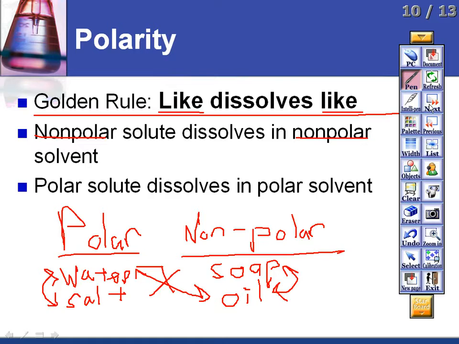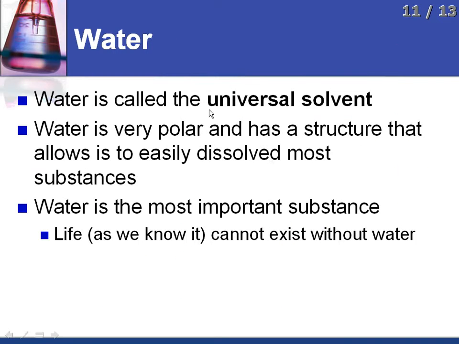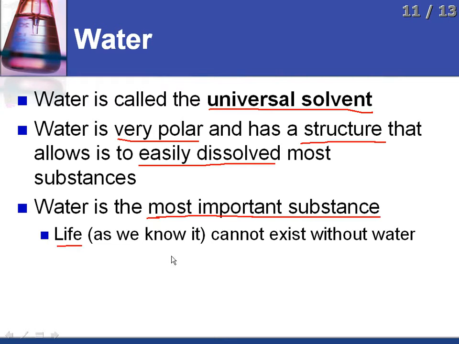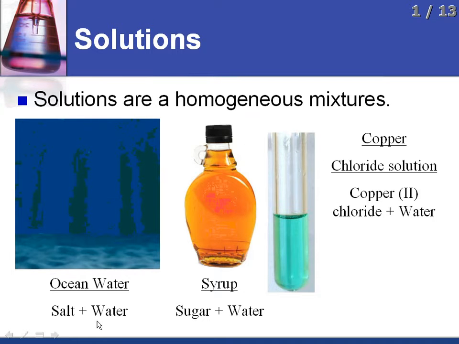They're not like. Water in particular is very important. It's called the universal solvent because water is very polar and its structure allows things to be easily dissolved, making water the most important substance of all, especially for life. We cannot exist without water because of water's polar nature. If you remember when I talked about solutions, I pointed out with these solutions that every single one of them contains water. And the water in them is always acting as a solvent. Water is the universal solvent because of its polarity.